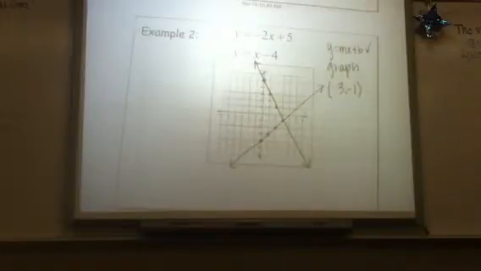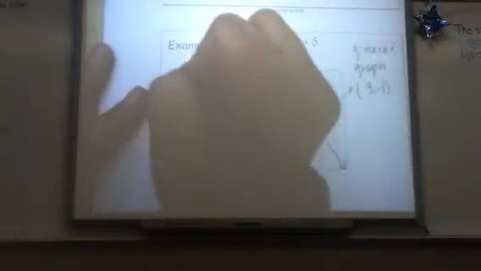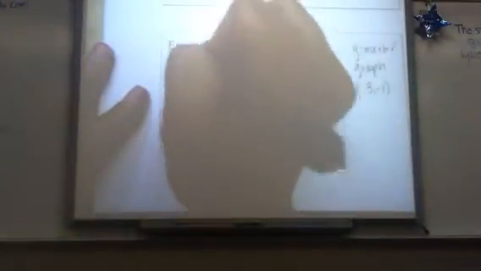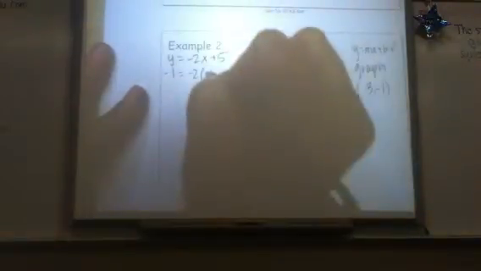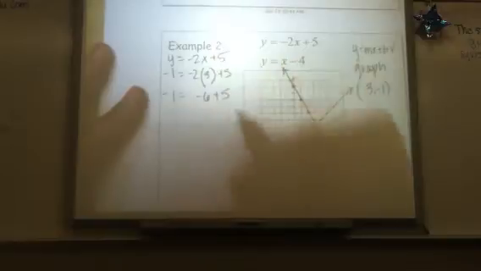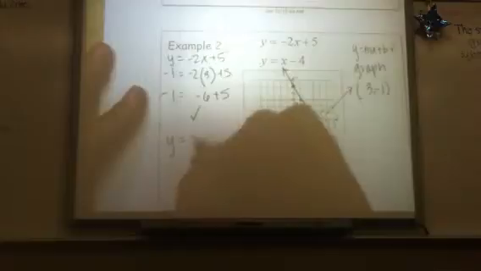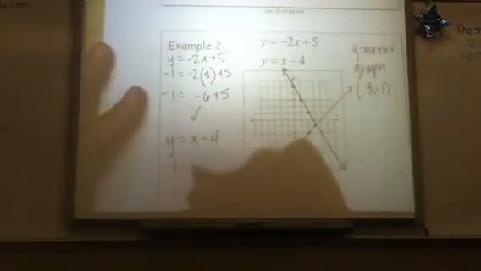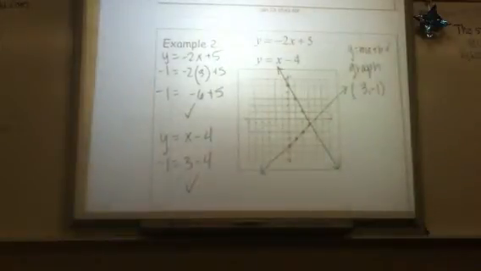So our intersection is at 3, negative 1. And remember, we can always check ourselves. I could go over here to the side and say my y value is negative 1. So I'm plugging into y equals negative 2x plus 5. Then negative 2 times my x value. So does negative 6 plus 5 equal negative 1? It does. And then I can plug it in here also. So negative 1 equals 3 minus 4? Sure does. So we found our correct answer by plugging in the x and y value and checking ourselves.